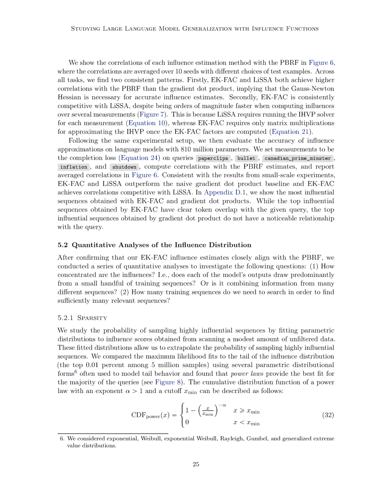Section summary. The accuracy of our influence estimates is validated by comparing them to the Proximal Bregman response function, PRBF, using small-scale academic datasets and a medium-sized language model. We find that EK-FAC and LISA achieve higher correlations with the PRBF than the gradient dot product, indicating that the Gauss-Newton-Hessian is necessary for accurate influence estimates. Additionally, EK-FAC is consistently competitive with LISA while being significantly faster in computing influences over multiple measurements.